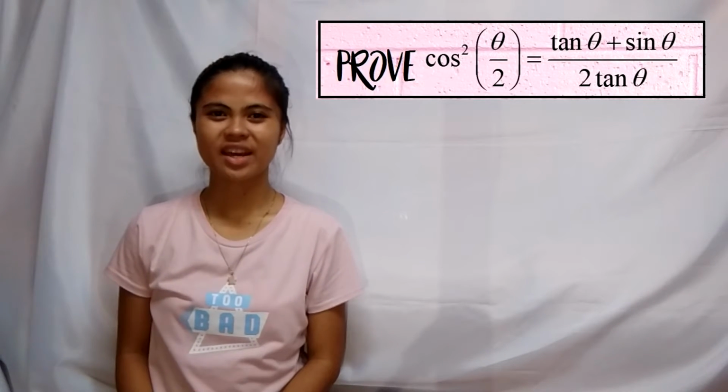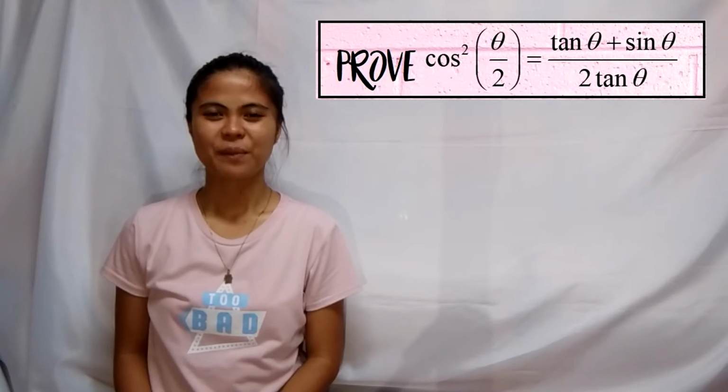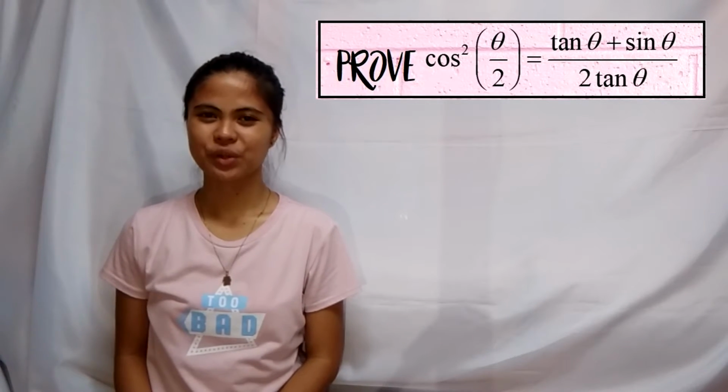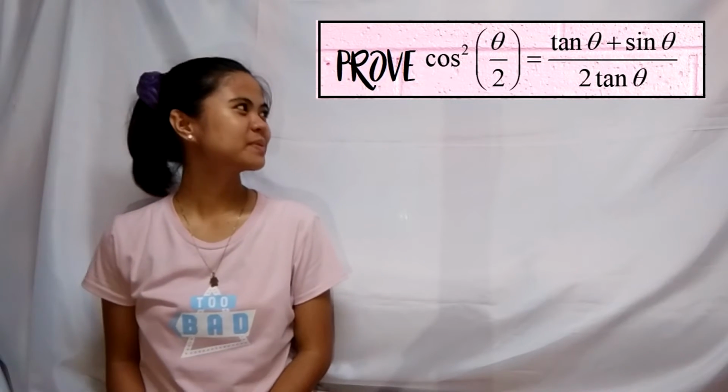The identities that I mentioned earlier are important in proving or establishing other identities. For our example, suppose we want to prove cosine squared of theta over 2 is equal to tangent theta plus sine theta over 2 tangent theta.